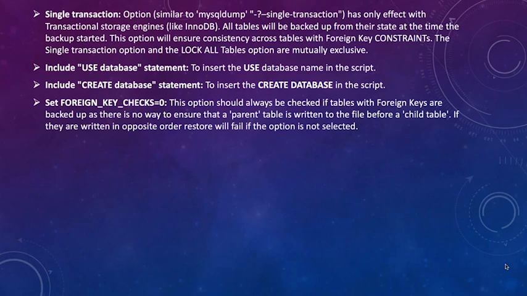Then the SET FOREIGN_KEY_CHECKS=0 option. This option should always be checked if tables with foreign keys are backed up, as there is no way to ensure that a parent table is written to the file before a child table. If they are written in the opposite order, restore will fail if the option is not selected. So please remember that you will need to check this particular option if tables with foreign keys are backed up, because there is no way to ensure that the parent table is written to file before the child table. Now, that is a key area.